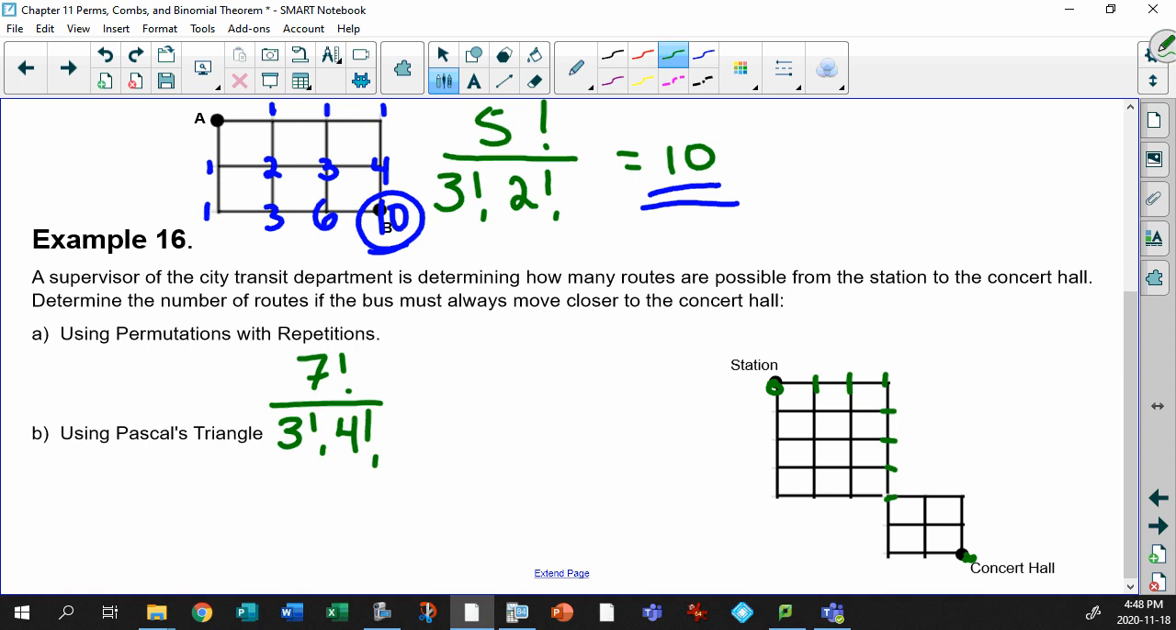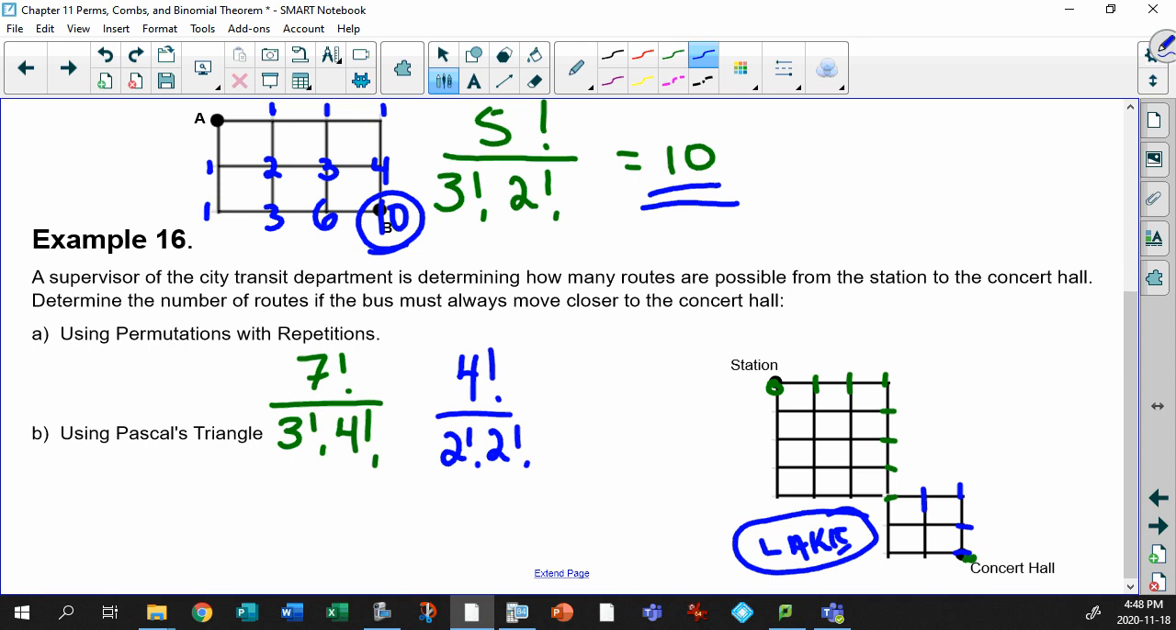But you also have this small little concert hall going down here. With this concert hall, you've got this little section, and I don't care what you put here. This could be like a lake or something. Right? So you go over 1, 2, down 1, 2, for a total of 4 factorial over 2 factorial, 2 factorial repeats. Right? And because this is an and question, you can go this way and that way. You have to multiply this. And when you multiply this all out, it works out to be 210.